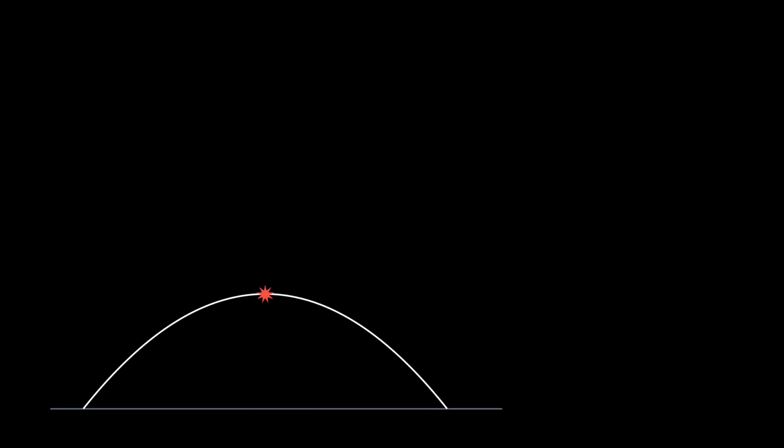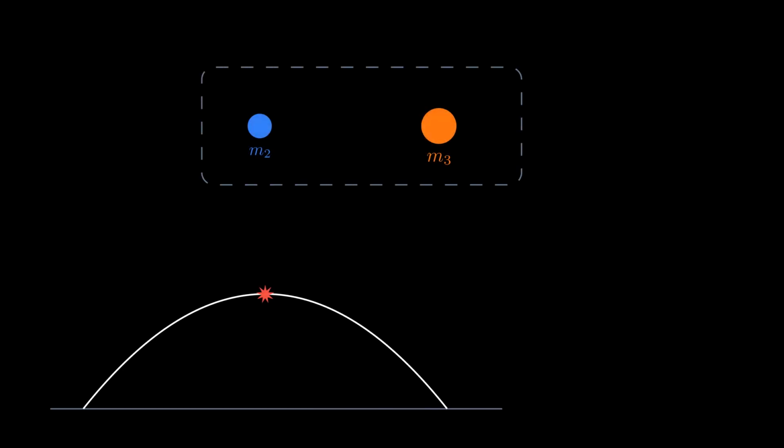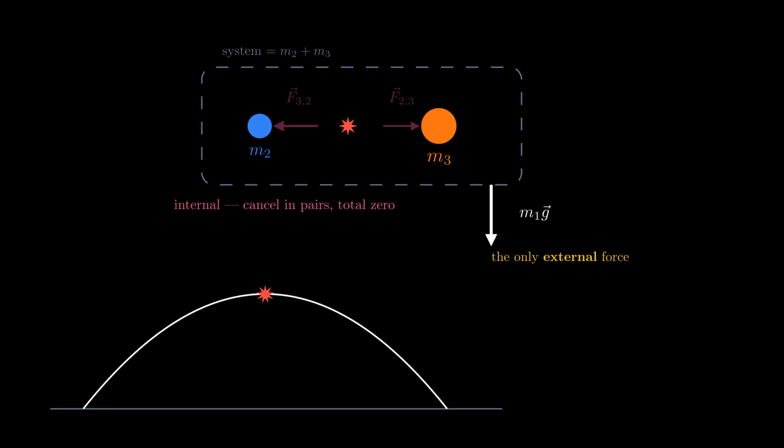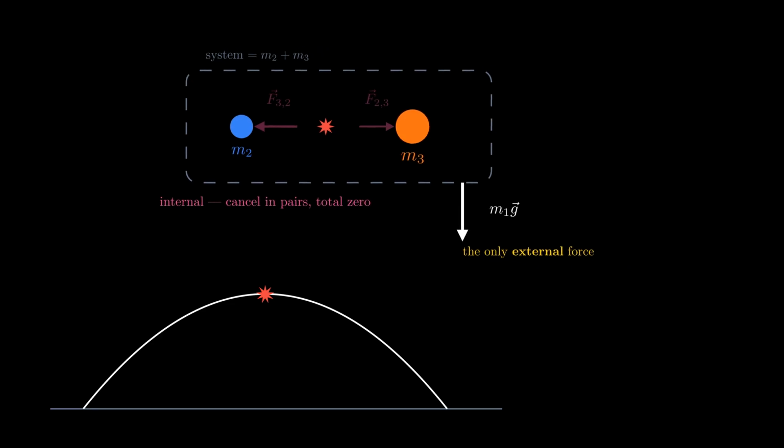Now the key idea. Take the system to be both future pieces together, and ask what forces act on it. During the explosion, the chemical forces are internal. Whatever push the smaller piece gives the larger one gives back an equal and opposite push. Internal forces cancel in pairs, so they contribute exactly nothing to the total force on the system. The only external force is gravity, pulling on the total mass.